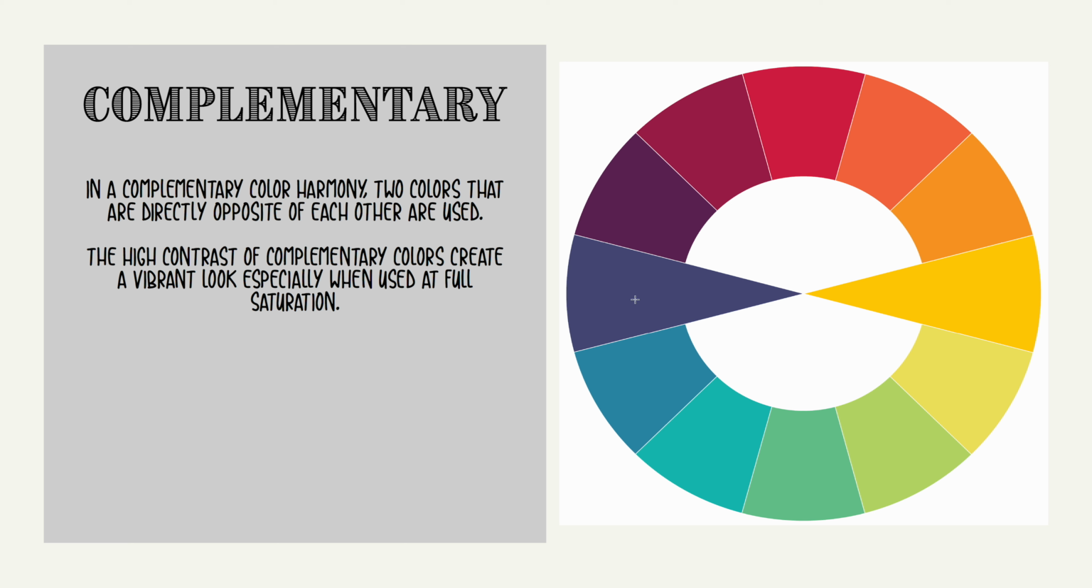Complementary is 2 colors opposite of each other on the color wheel. So this is high contrast, and it creates a vibrant look. So you'll see this a lot in sports or any type of advertising for a company. A lot of times you'll see complementary colors. So purple and gold, orange and blue, like the Astros, Christmas, red and green. It's just 2 colors opposite of each other on the color wheel. And that's what complementary is.